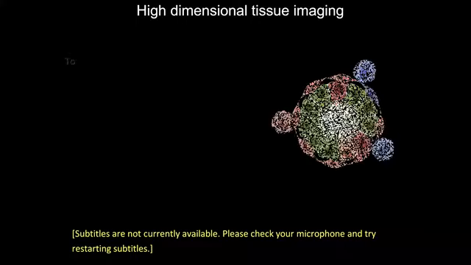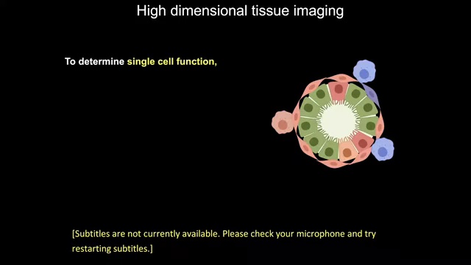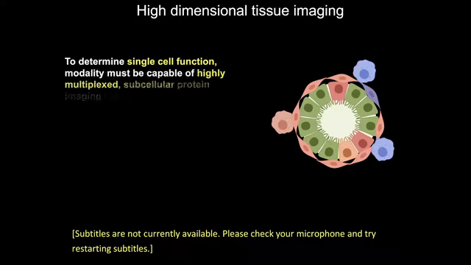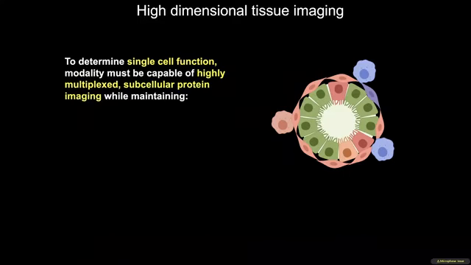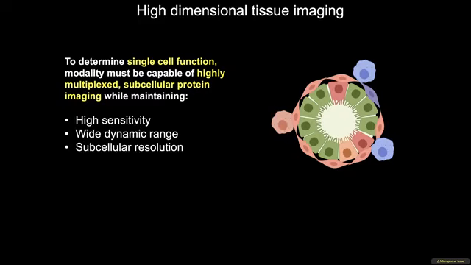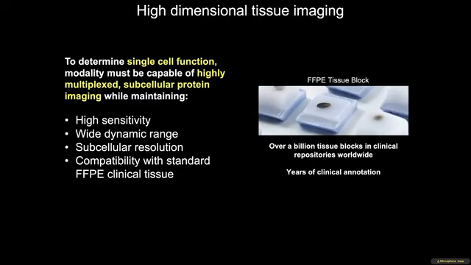Okay. So in order to do this, we really wanted to be able to do this directly in human tissue. And so you need a method that will allow you to determine single cell function. And really, the best way to do that, at this stage, is to be able to measure many different proteins at the same time within a single tissue section, while maintaining a high degree of sensitivity, a wide dynamic range, and subcellular resolution.